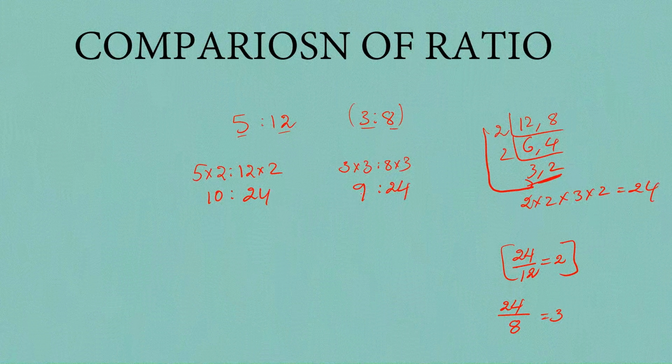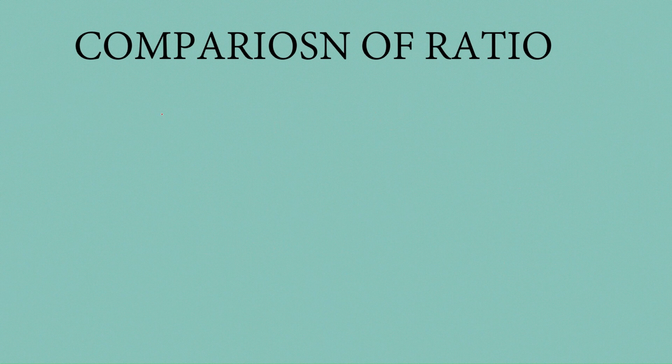Now the consequents are the same. We have to compare the antecedents, 10 and 9. 10 is greater than 9. So we'll write the greater than symbol here, which means that 5:12 is greater than 3:8. In this way, we can compare the ratios. Let us look into another example.